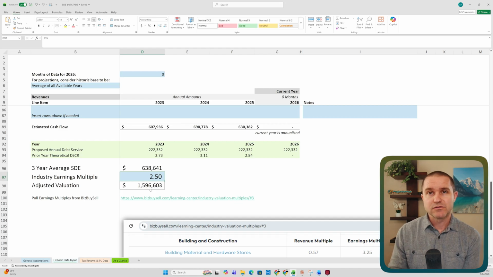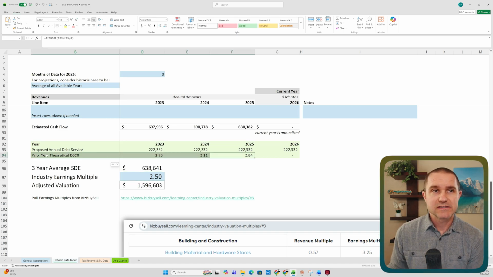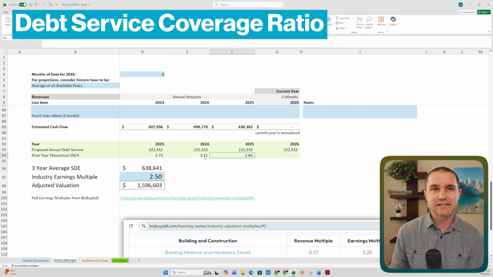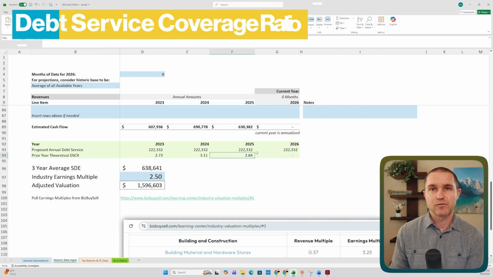Now, I want to help you also understand how the SBA lender is going to look at this and how that plays into things, and sometimes how that can actually impact what the value is going to be, really having the SBA drive it versus a multiple of SDE. So right here, you're going to see this debt service coverage ratio, so DSCR number here. And so what is that?